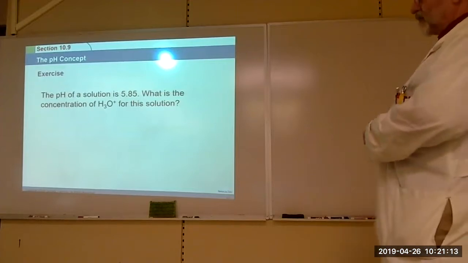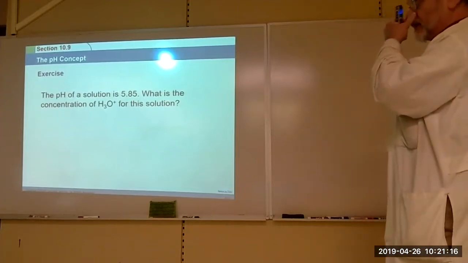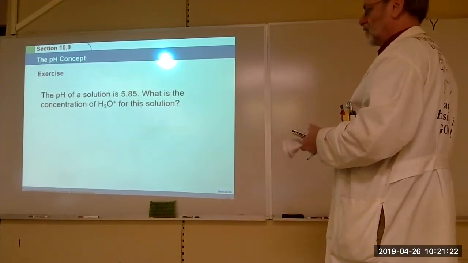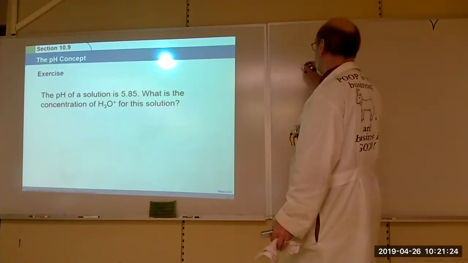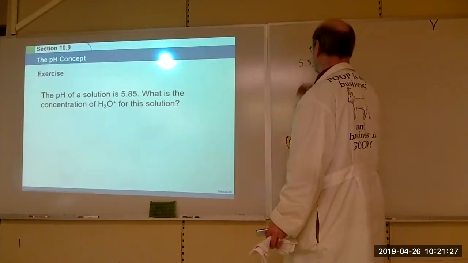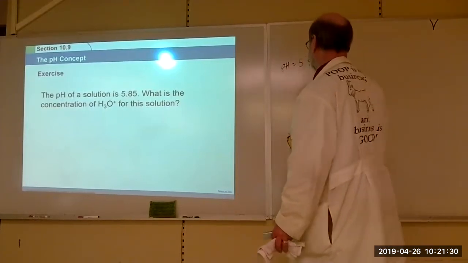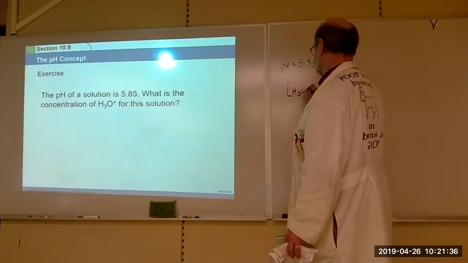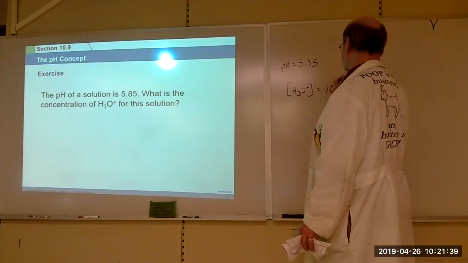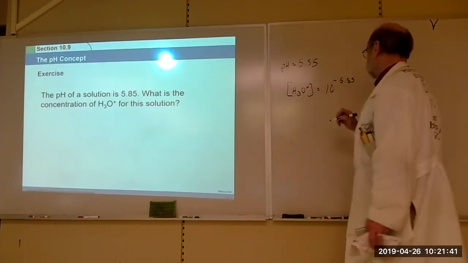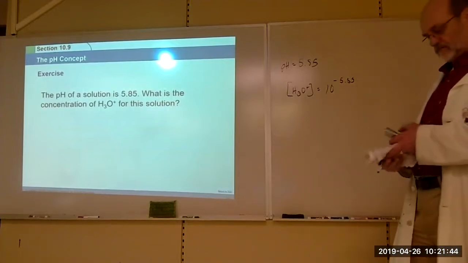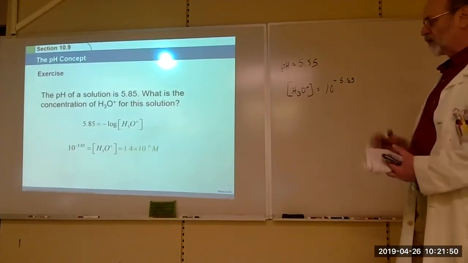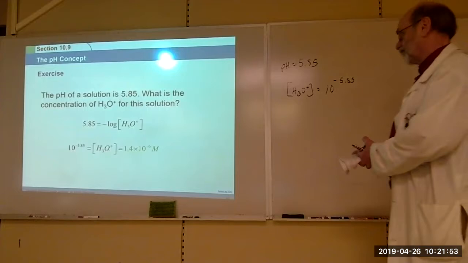Oh, okay. So before we jump into that other topic, let's finish this one. If the pH of a solution is 5.85, what's the concentration of hydronium ions? If you know the pH is this, then find the hydronium concentration. You just need 10 to the minus 5.85. Plug that in your calculator. That's 1.4 times 10 to the minus 6. Okay.